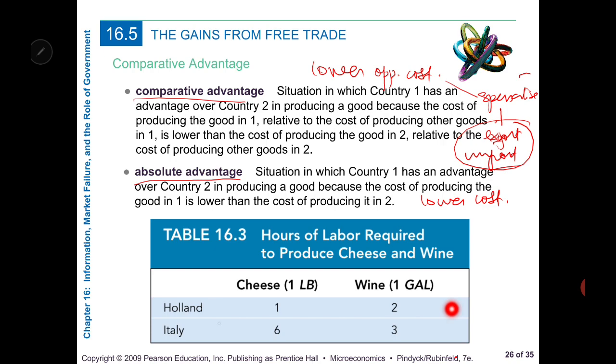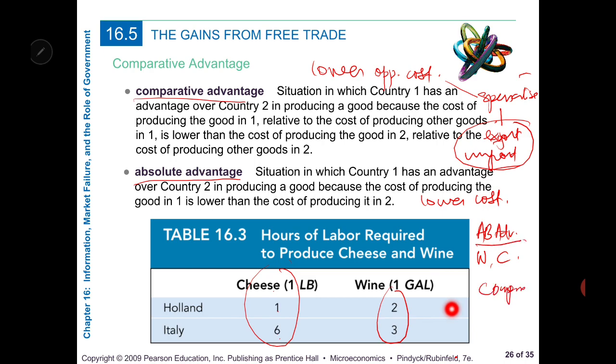Okay, so now let's look at the example of Holland and Italy. This is a number of hours, which we can say is cost, because they're using labor. So the number of hours required to produce cheese and wine. Holland will require 1 hour to produce 1 pound of cheese, but 2 hours to produce wine. Italy uses 6 hours to produce one cheese and 3 hours of labor to produce 1 gallon of wine. So obviously Holland is a cheaper producer. Holland has the absolute advantage in cheese. Correct? And now wine. Again, you see that Holland is a cheaper producer. So it has an absolute advantage in the production of wine as well. So the absolute advantage goes to Holland for wine and also for cheese.